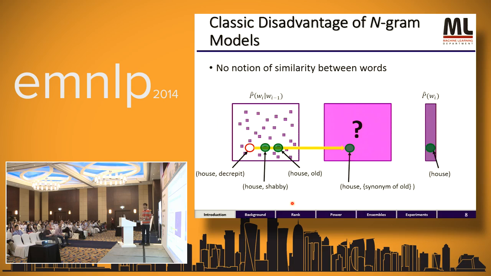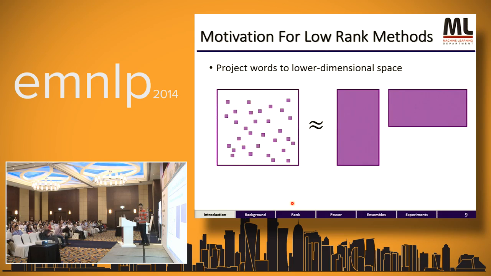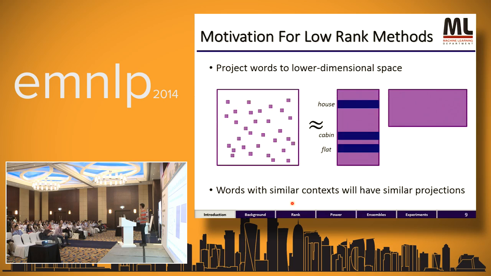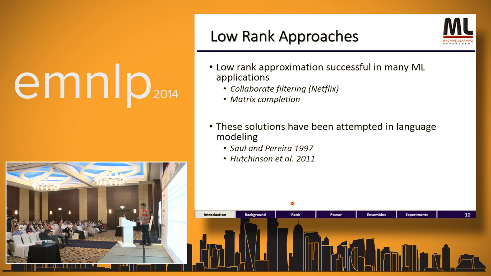And this provides a very nice motivation for low-rank methods, where I had a sparse matrix, and I can take a low-rank approximation to get something dense. And now words with similar contexts will have similar projections, like house, cabin, flat, and old, shabby, decrepit. And this seems nice, and low-rank approximations are very successful in ML, like in Netflix especially. But people have tried these in language modeling since '97, and they're not very successful. They don't outperform state-of-the-art Kneser-Ney baselines.